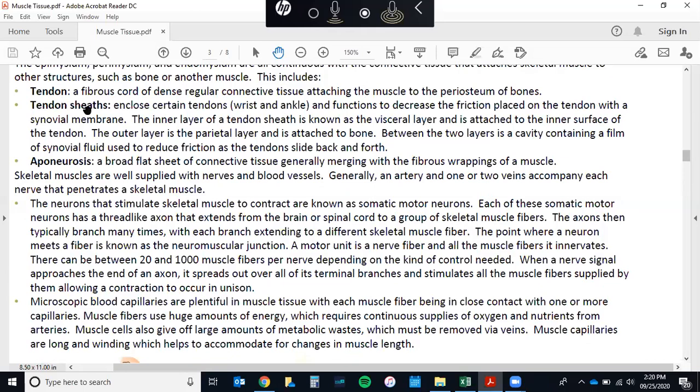We actually talked about these in our very last lecture when we talked about joints. We talked about tendons as well. The inner layer of a tendon sheath is known as the visceral layer, attached to the inner surface of the tendon. The outer layer is the parietal layer and is attached to the bone. Between them is a cavity where you find a film of synovial fluid, reducing the friction as the tendons slide back and forth.